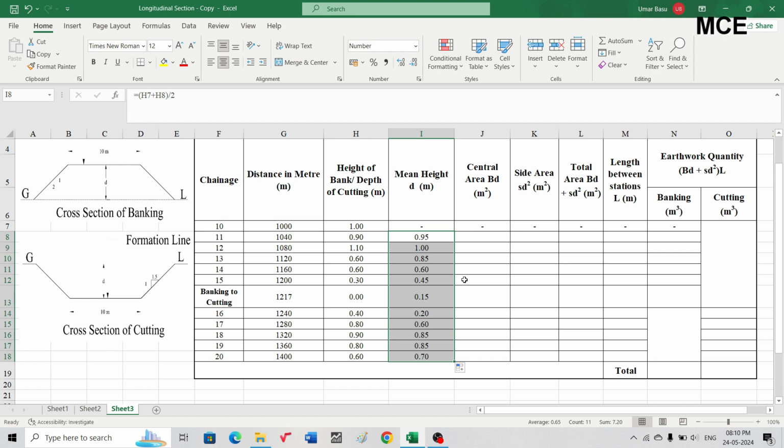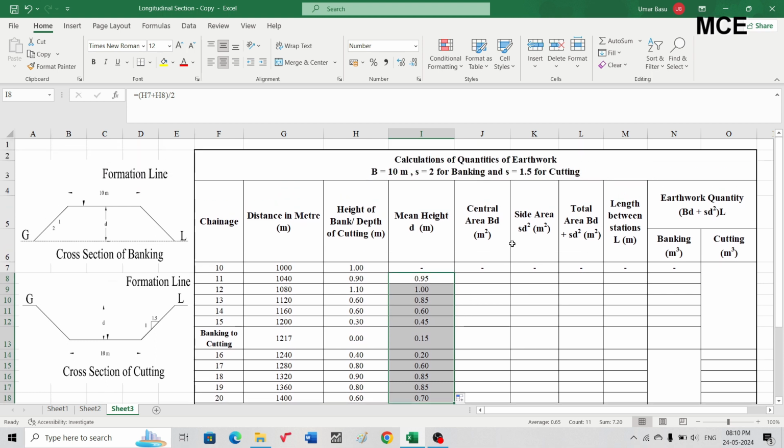for the different chainages. Then the central area: for this cross section we will divide it into two parts. The first one will be the rectangle, and then the rest of the area will be the area of these two triangles. So the central area is the rectangle, which is b into d, and the area of the two triangles will be sd square. The area of one triangle will be half of sd square, and for the two triangles it will be sd square. Total area will be the sum of central area plus side area.